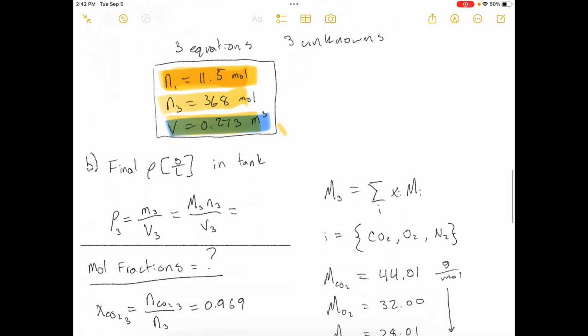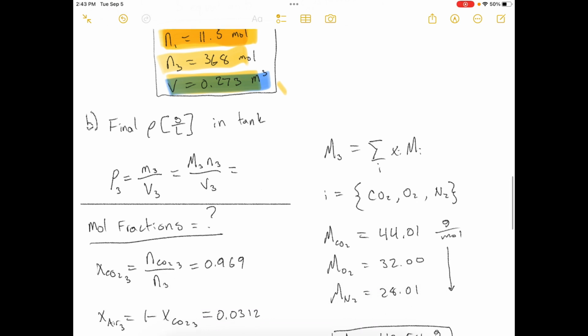Part B. What is the final density, in grams per liter, of the gas in the tank? Well, density in state 3 is equal to the mass over the volume. And the mass is equal to the molar mass of state 3, whatever that is, times the number of moles in state 3, which we already calculated up here, and the volume, which we already have right there.